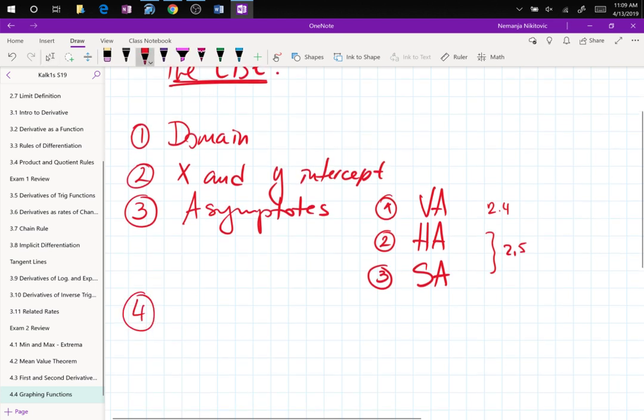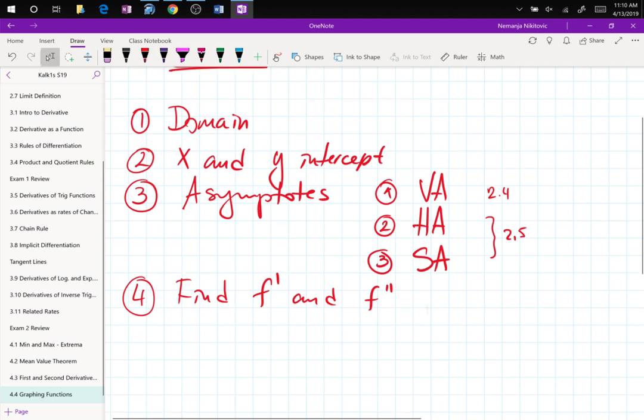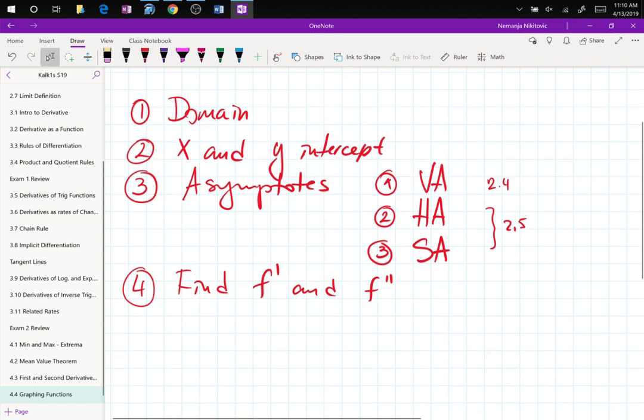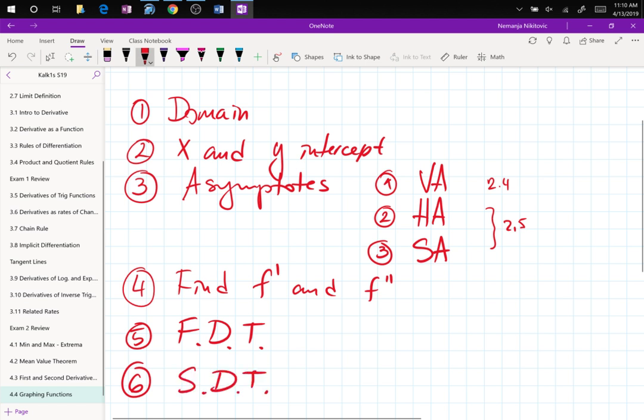Number four, find f prime and f double prime. So you need these derivatives because number 5 is the first derivative test. Number 6 is the second derivative test. Now, first derivative test will also give min-max, right?